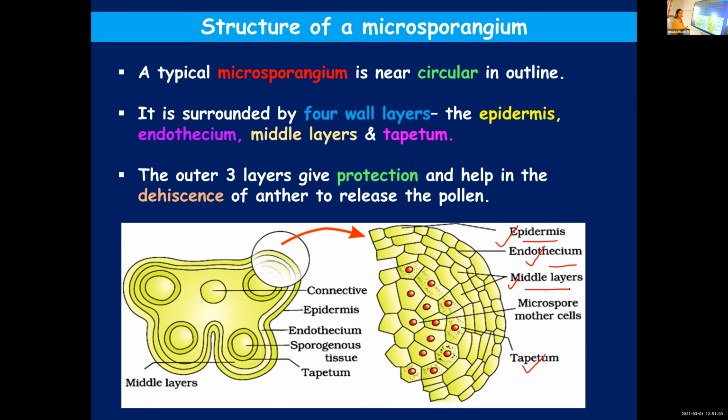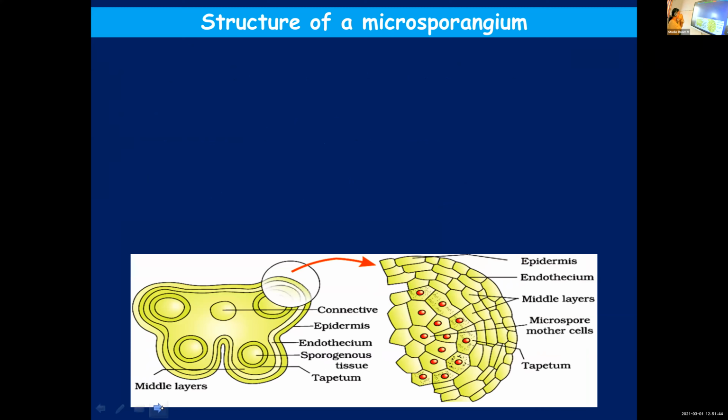Once again, a typical microsporangium is circular in outline, as you can see in the figure, and it is covered by four wall layers: epidermis, endothecium, middle layers, and finally tapetum. The first three layers provide protection and help the anther to break open so that the pollen can be released. Any doubt? No doubt.